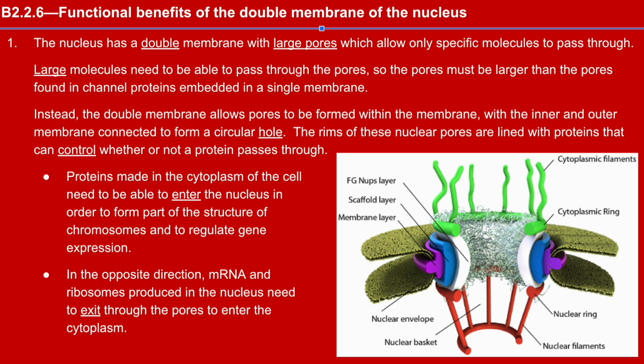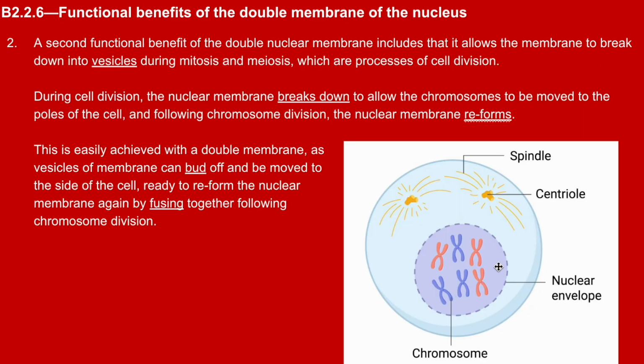A second advantage, though, of having 2 membranes is that when we do mitosis, our nuclear membrane or envelope is going to break down, which is going to allow for the separation of sister chromatids, when we're replicating a cell in mitosis. Because there are 2 membranes, that's going to allow for the double membrane to easily break down into vesicles. And then after those chromosomes are separated, those vesicles can then easily reform that double membrane and reestablish the nucleus.